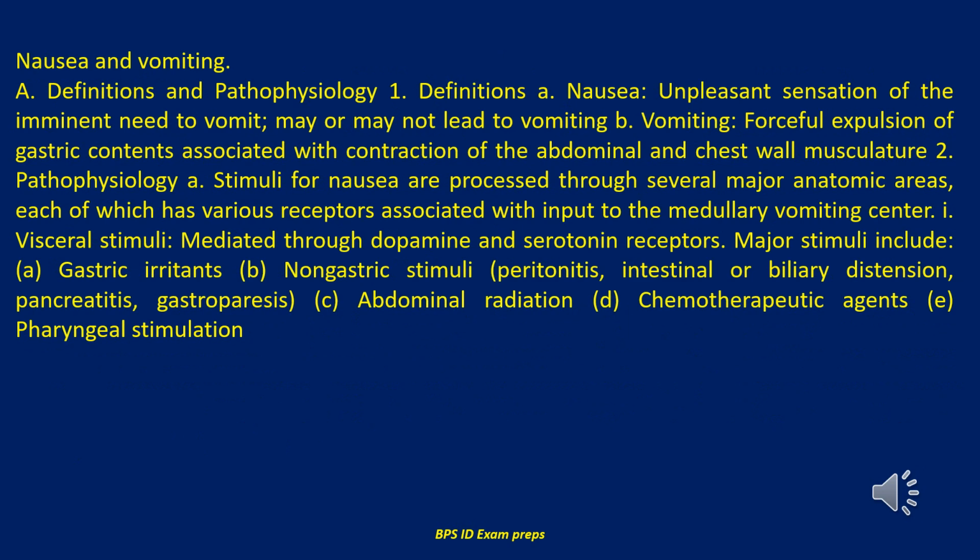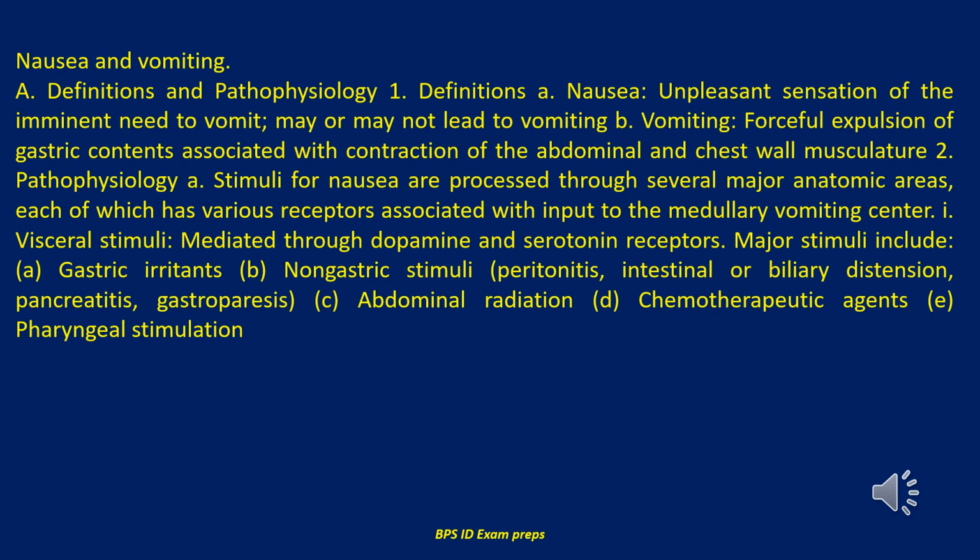We will now switch gears and discuss nausea and vomiting. A. Let's begin with definitions and pathophysiology. 1. Definitions. A. Nausea is an unpleasant sensation of the imminent need to vomit, which may or may not lead to vomiting. B. Vomiting is a forceful expulsion of gastric contents associated with contraction of the abdominal and chest wall musculature.